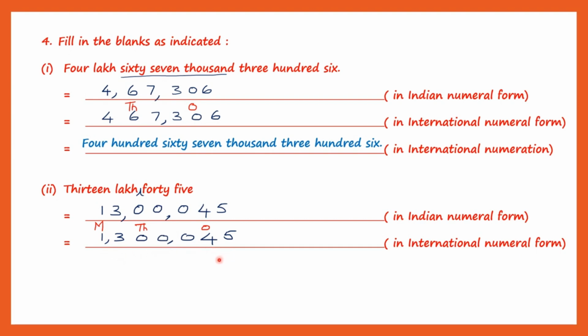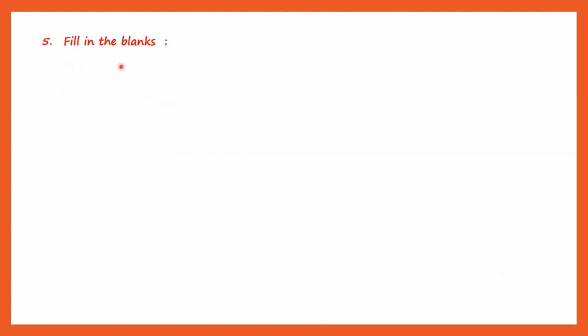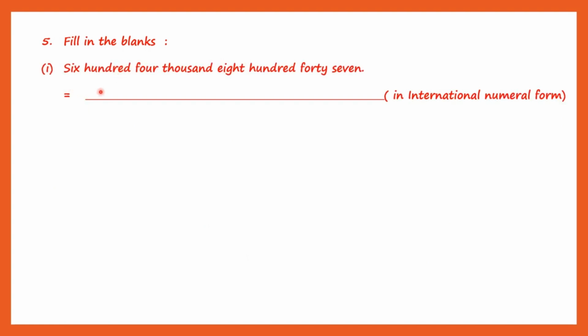1,300,045. Now we are going to write it in the international numeration, that means in words. So let's write that. 1,300,045. So we've written that. Question 5. Fill in the blanks. 604,847. We have to write in the international numeral form.